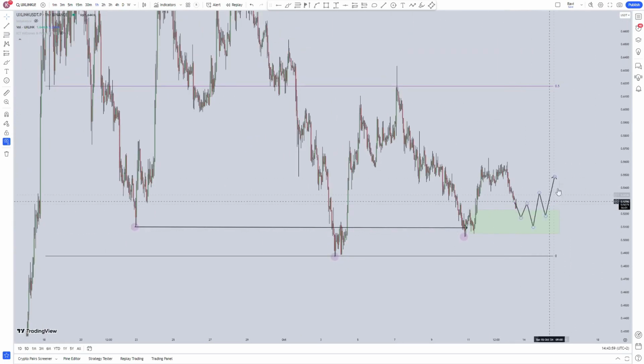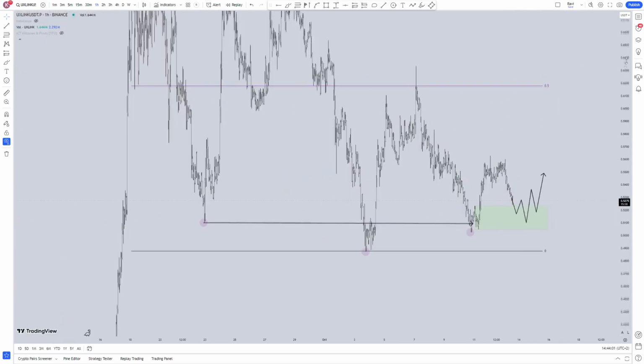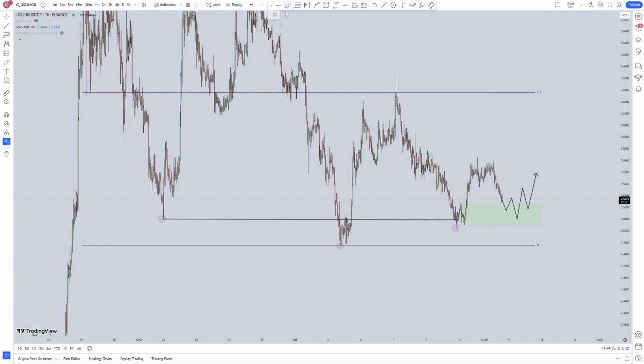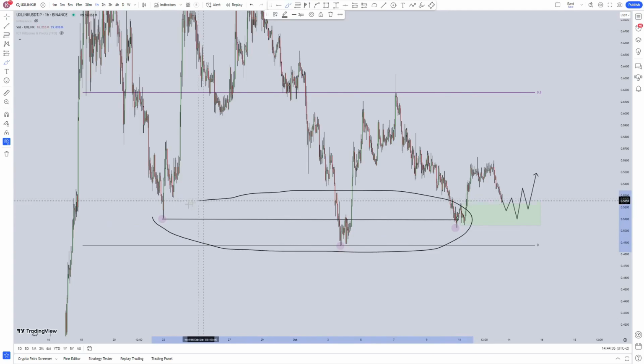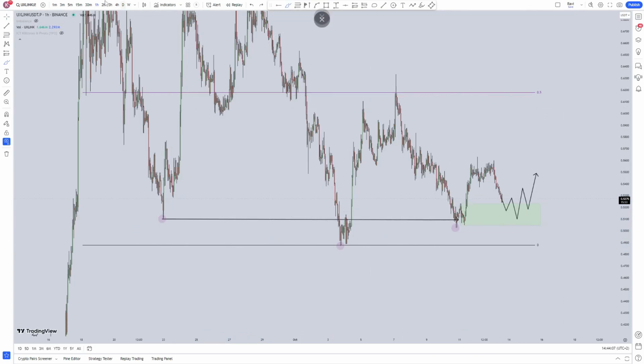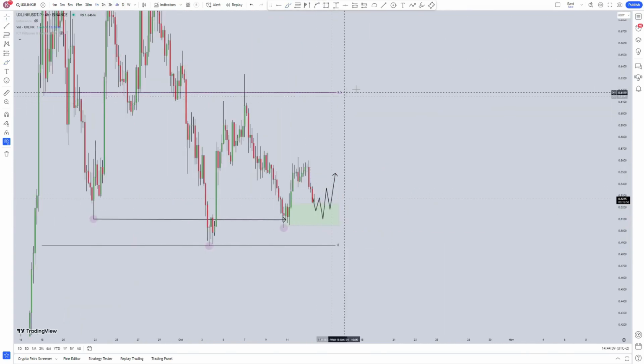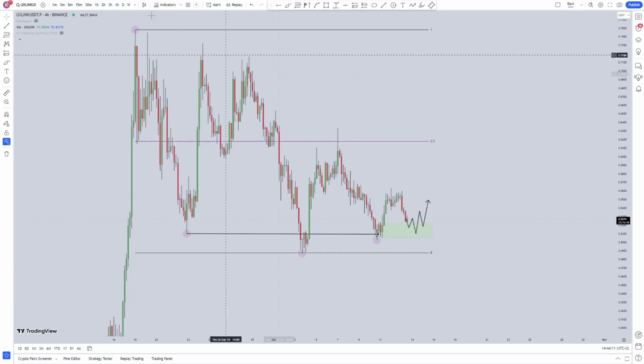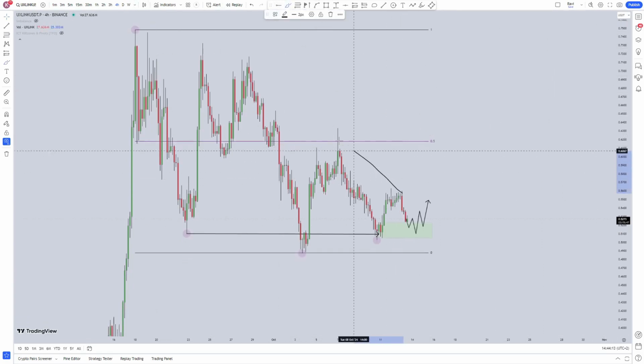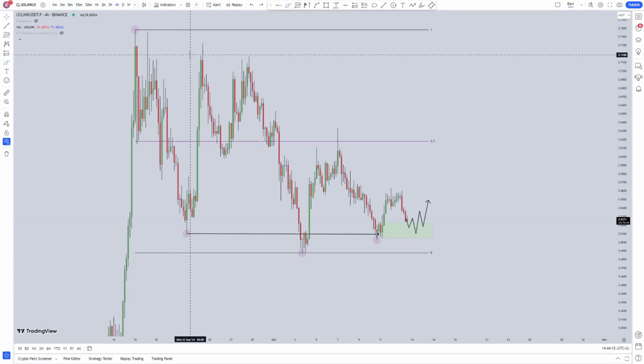If we make the change of character here, that means the market has grabbed enough liquidity on the bottom side so it can move towards liquidity on the upside, which there is enough of. Because what I like about this is we have the lower highs so close to each other. It's just a pool of liquidity. There's so much liquidity there.